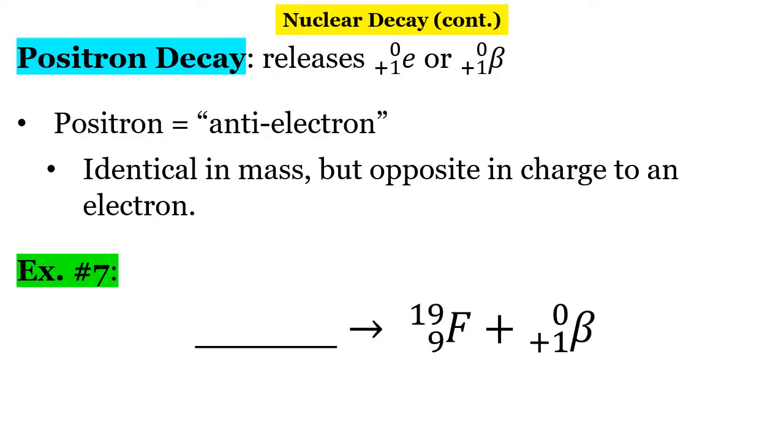Positron decay is the opposite of beta decay. It's the anti-electron, identical in mass but opposite in charge to an electron. This is a little bit easier because we don't have to worry about a negative here. So 9 plus 1 is 10. 19 plus 0 is 19. If you look up 10 on the periodic table, 10 is neon, Ne.